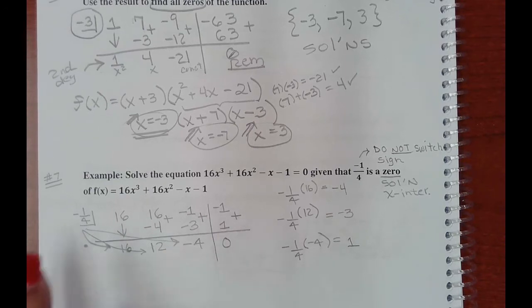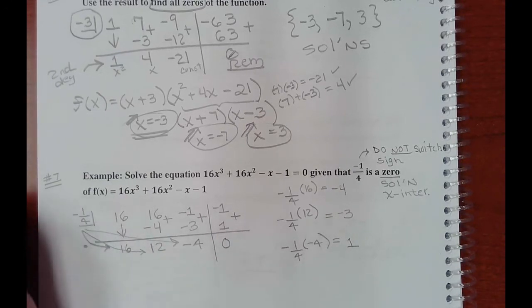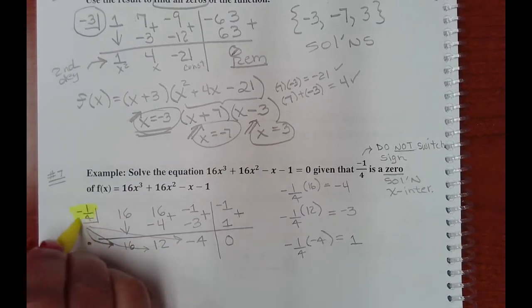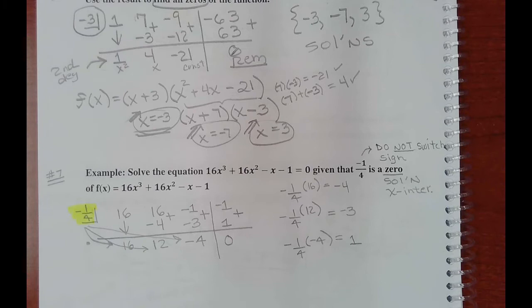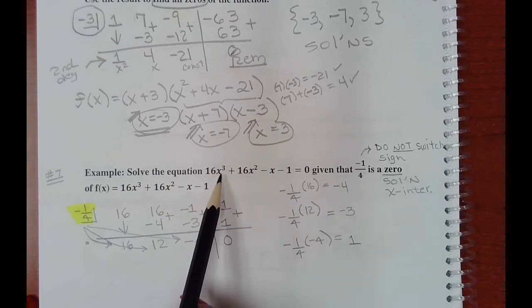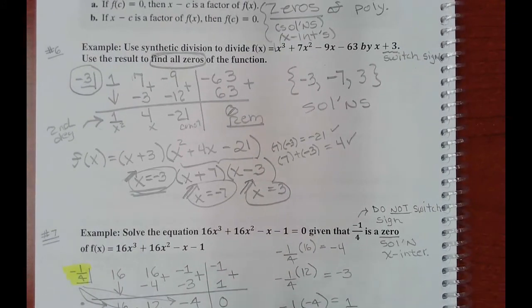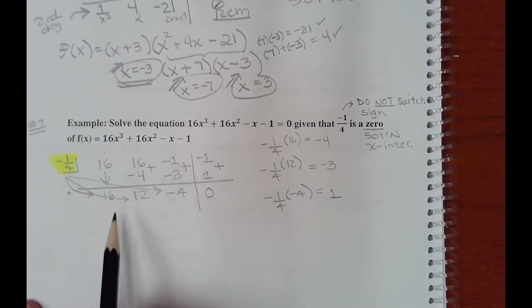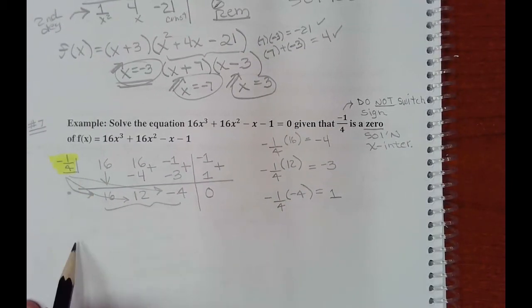Now, we already knew that this number right here, negative 1/4, was a 0 because they flat out told you that in the directions. So we have one of our 3 answers, and we are about to get the other 2, just like we did in this problem. We now had a second-degree polynomial. Well, you now have a second-degree polynomial suggested by these coefficients.